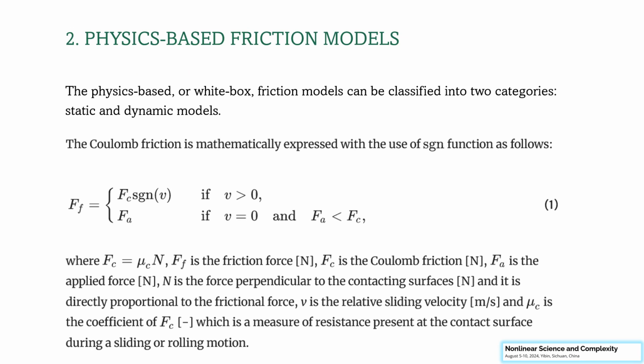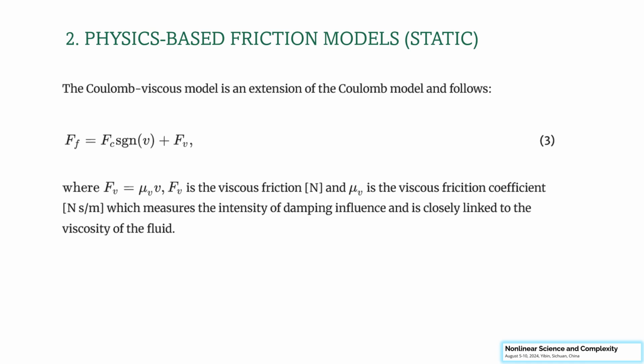The white box friction models can be classified into two categories, static and dynamic models. The static Coulomb friction is mathematically expressed with the use of the SGN function as given in equation 1. An extension of the Coulomb model is shown in equation 3, where Fv, the viscous friction dependent on the viscous friction coefficient, appears.